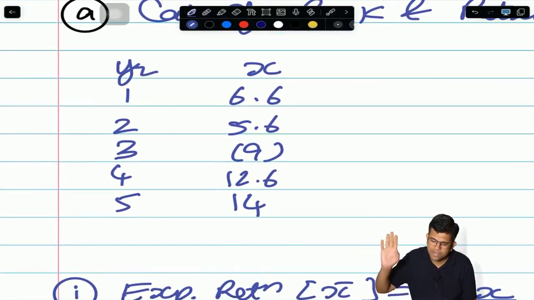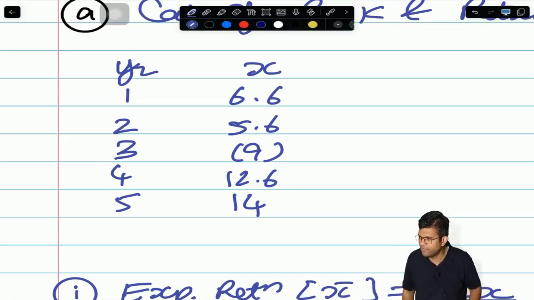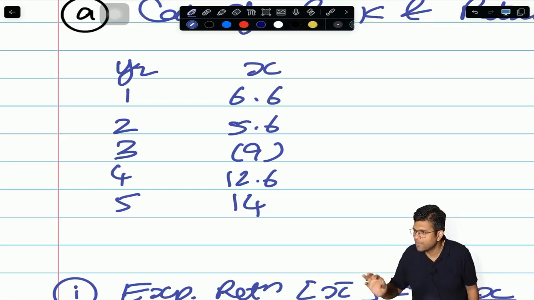In one particular year, they gave 6.6. Like for example, who will win the election? Don't answer, please. I am giving an example. I don't want answers from you. Okay. Who will win the election in this particular 2024? That is the question.